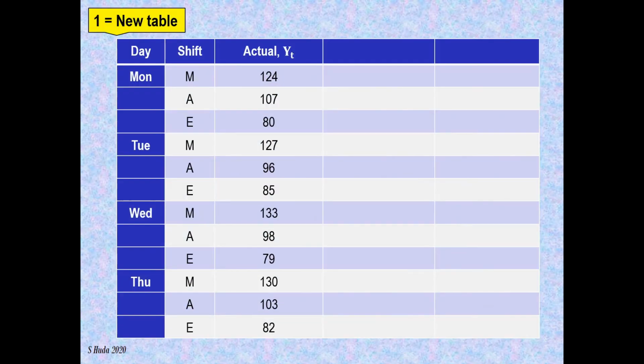So, how to calculate trend values? First step, construct a new table. Remember that the first column must be the main unit of time. Second column is the subunit of time. And the third column is the data or the observation. We proceed to column number 4, which is the 3 moving total. Why 3? Because you have 3 shifts: morning, afternoon, evening. Next, you need to add 3 by 3.